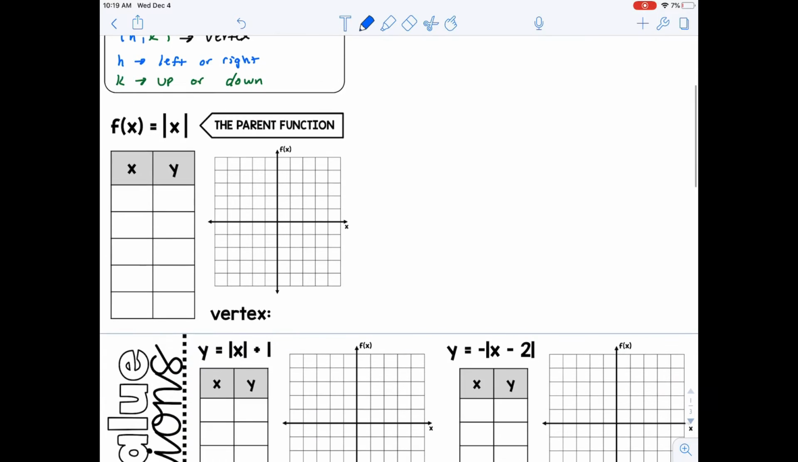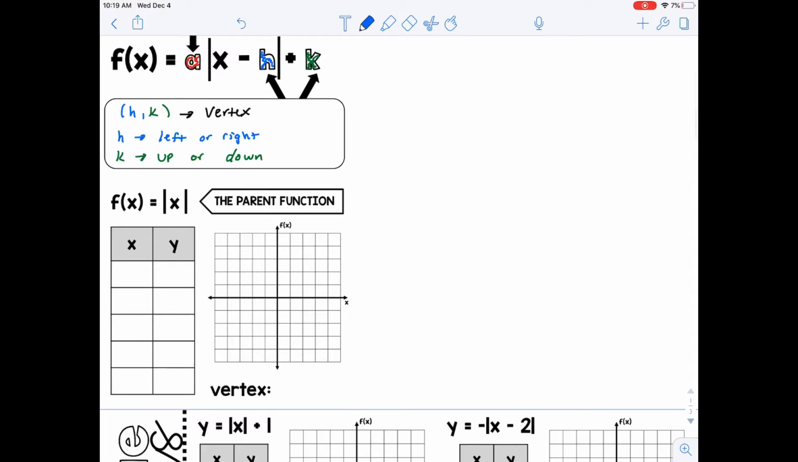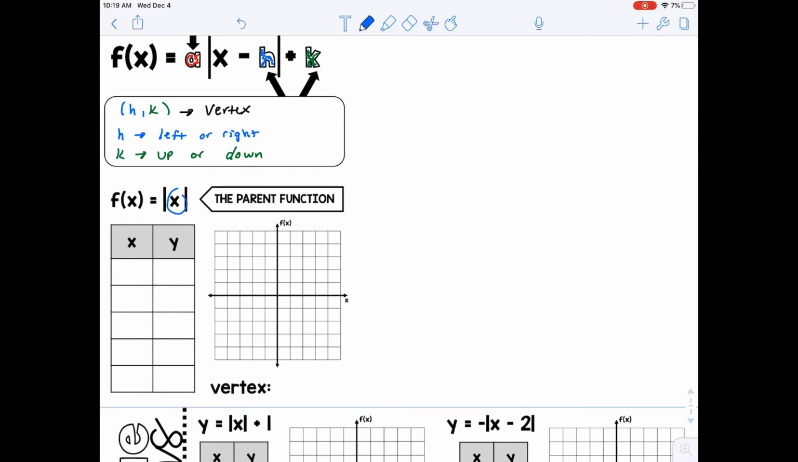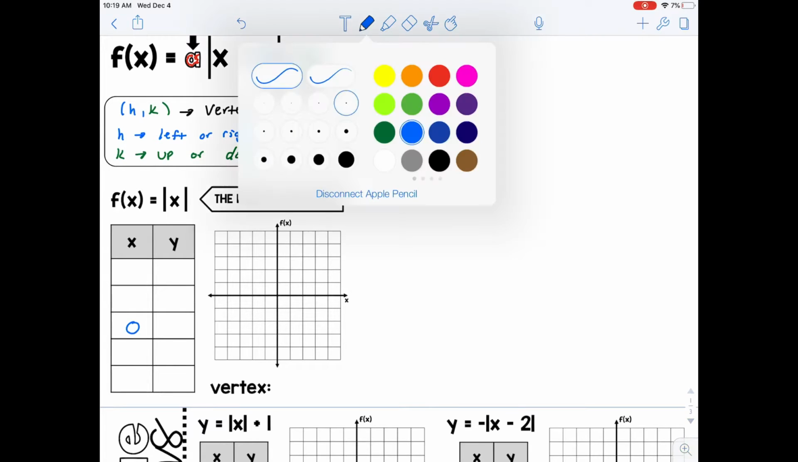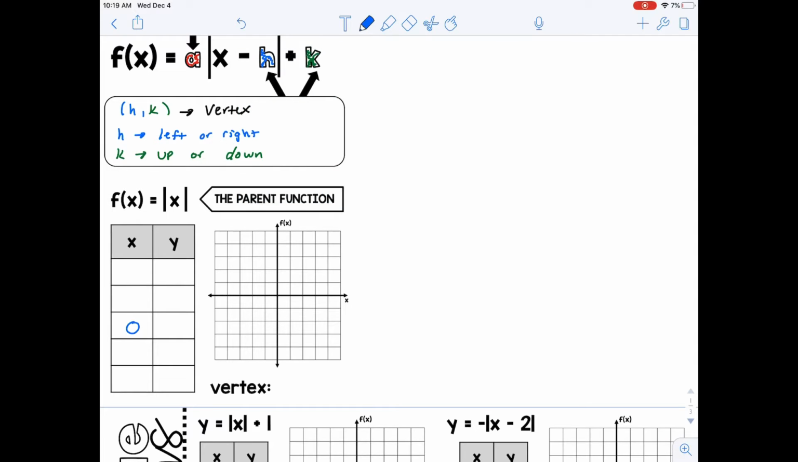All right, so first we're going to look at what the parent function of an absolute value looks like. So this is the most basic equation, f of x equals the absolute value of x. I want you to think about what your vertex is. The number in here with x, there is nothing, which means the x value of our vertex is 0. And I'm going to put that in the middle of my table. And then the k value, there's nothing being added onto the end, so the k value is also 0.